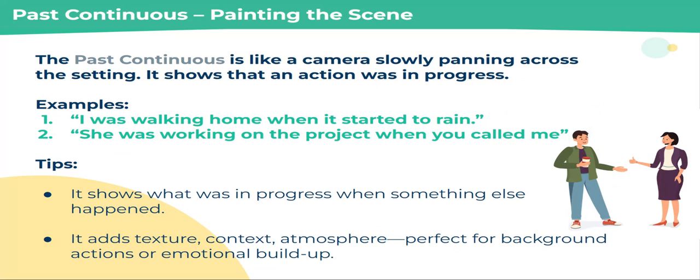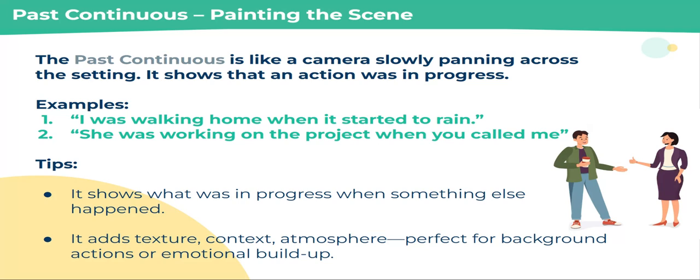Now let's move on to the past continuous. The past continuous is like painting a scene. The past continuous is a camera slowly panning across the setting. It shows that an action was in progress. For example, I was walking home when it started to rain. She was working on the project when you called me. So at a particular moment in time, something was happening.